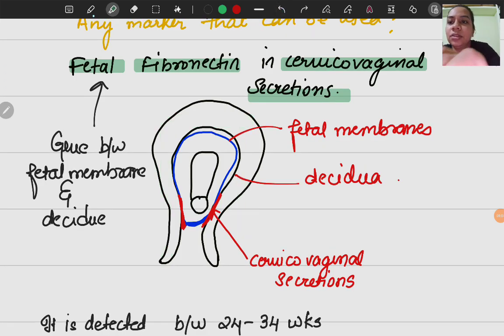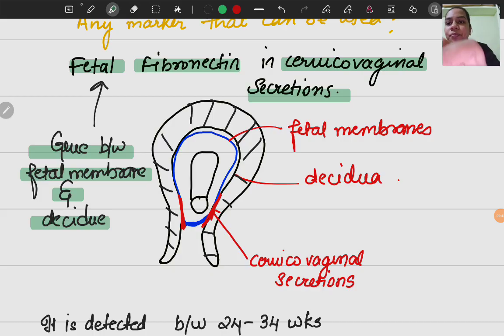This black part is the uterus, and there is a baby lying inside. This blue membrane is the fetal membrane, and decidua is the black internal membrane of the uterus. Then this red part, which is between the decidua and the fetal membrane, is the cervico-vaginal secretions. In this you will find fetal fibronectin. Fetal fibronectin will be secreted into the cervico-vaginal secretions. It is nothing but a glue between the fetal membrane and decidua.